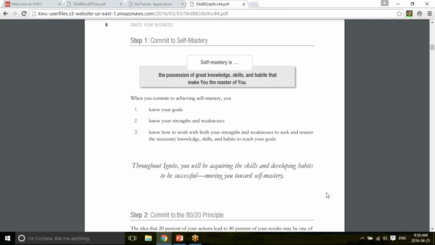So when we're thinking about that, the idea being, let's look at how we can get the control back. So one of them is self-mastery. When you're committing to self-mastery, it talks about knowing your goals, knowing your strengths and your weaknesses, and knowing how to work with both to master the knowledge, skills, and reach your goals. So training is one part, that's available in the office. There's a whole other aspect to self-mastery, and that would be you being disciplined with your own business to learn, read, collaborate with a peer, have an accountability partner, a variety of different things that we can do to acknowledge what we're good at.